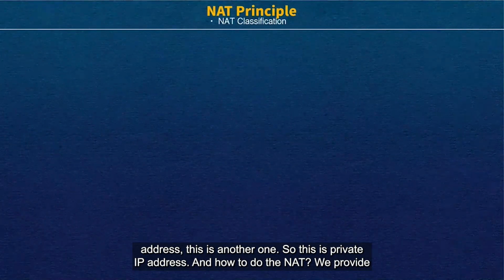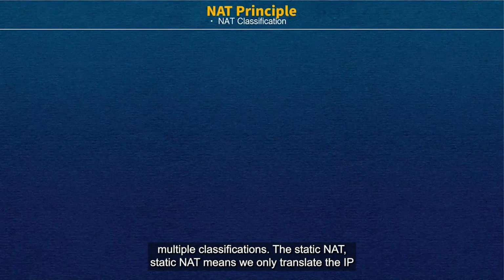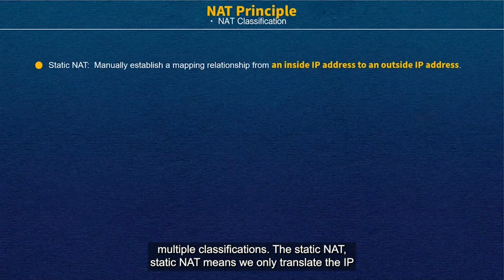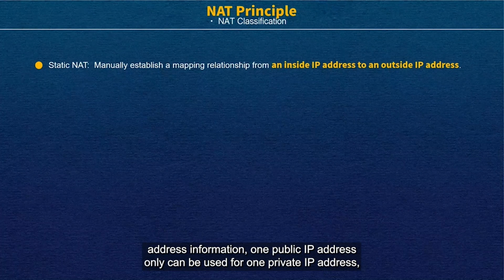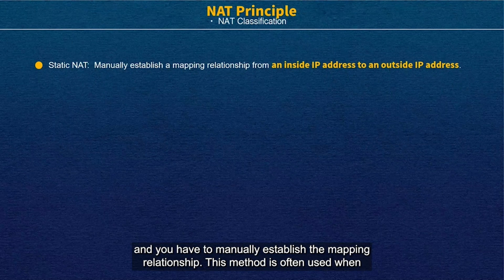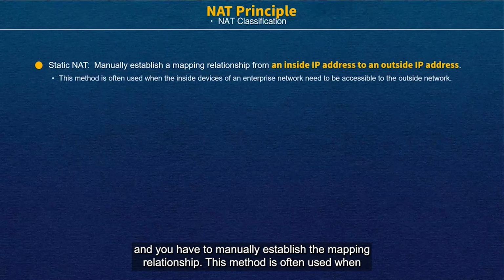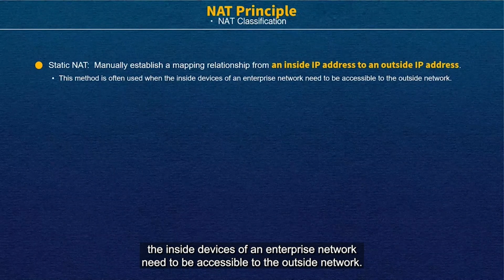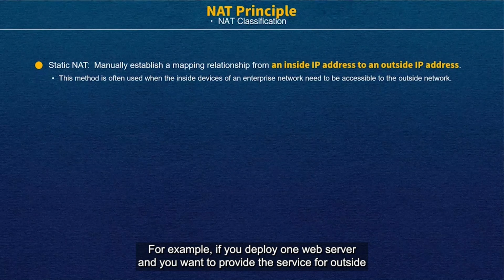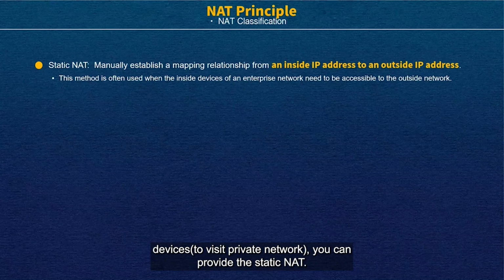And how do we do NAT? We provide multiple classifications. The first is static NAT. Static NAT means we only translate the IP address information. One public IP address can only be used for one private IP address, and you have to manually establish the mapping relationship. This method is often used when the inside devices of an enterprise network need to be accessible to the outside network. For example, if you deploy one web server and you want to provide the service to outside devices, you can use static NAT.